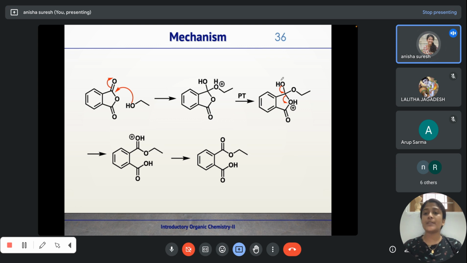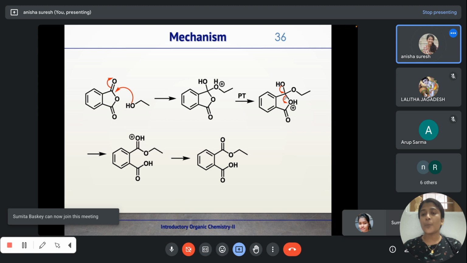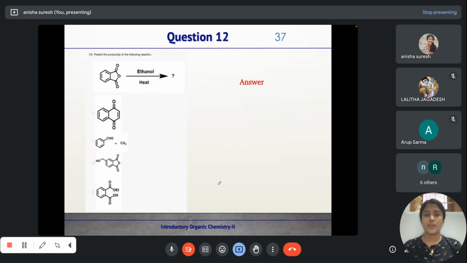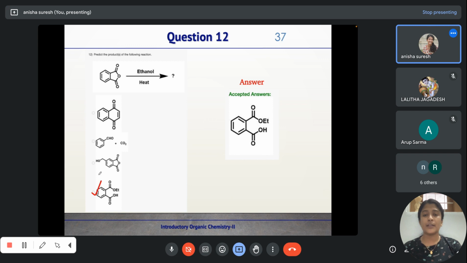After that, the lone pair of oxygen on this alcohol will fall down and it will result in the opening of this ring. So now we have got one acid and one ester. After deprotonation, it will result in the product that we have got. Mechanism is clear, right? Yes, ma'am. Okay. So the right option is option B.